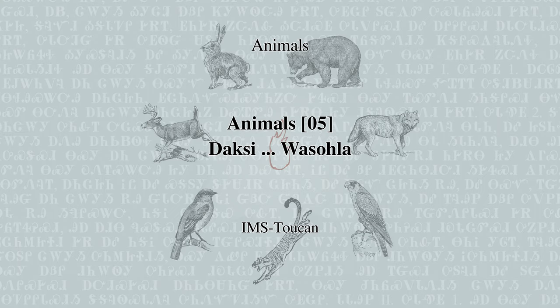Translate. Daksi. A terrapin turtle, a padlock, or a doorknob. Terrapin turtles, padlocks, or doorknobs. Translate. Tanog. A woodpecker. Woodpeckers? Translate. A wood. A hawk. Hawks. Translate. Halab. A cricket. Crickets.